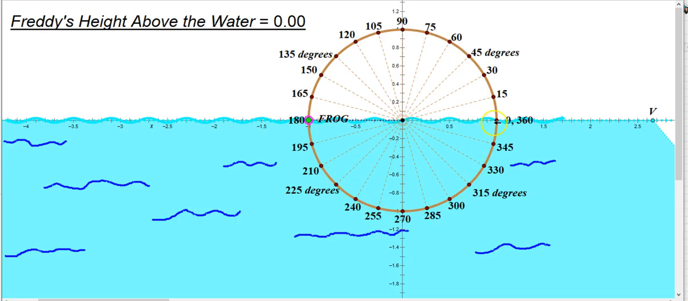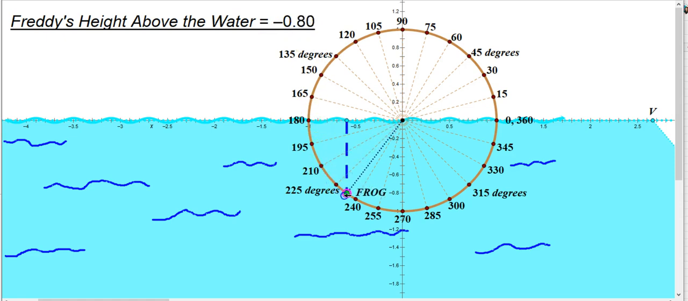Now, as he goes below the water, his height is going to be negative. So when he rotates to 195 degrees, it's going to be the same height as it was at 15 and as it was at 165. It's just now going to be negative. His height at 210 is now going to be the same as his height at 30 degrees, and his height at 150 is just going to be negative. So his height is at negative 0.5.